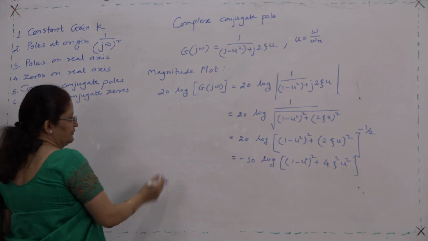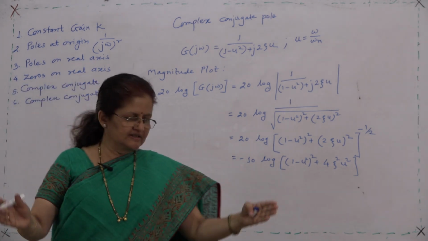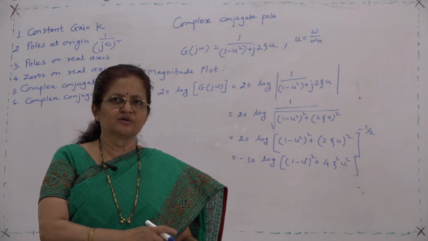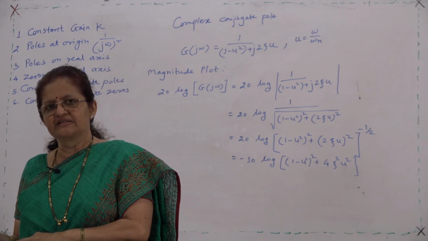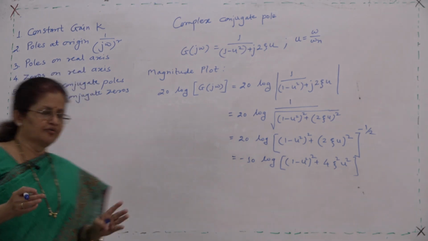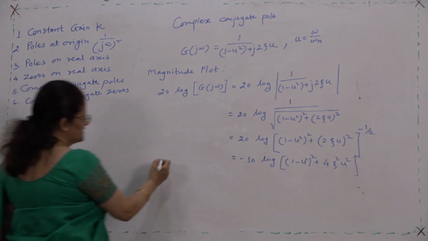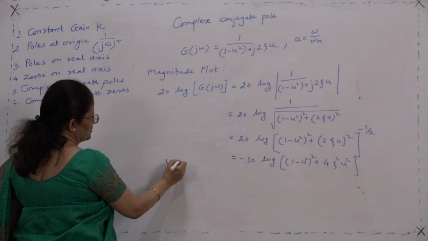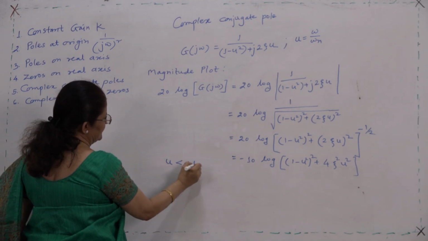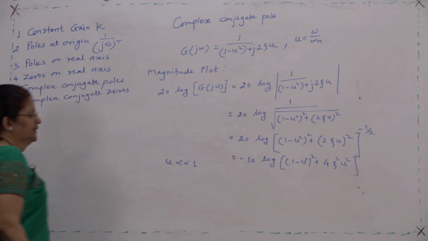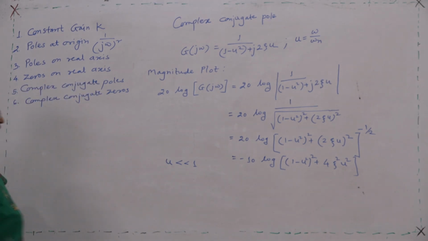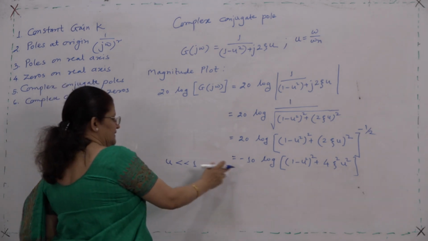Now, as usual we will consider the whole frequency range in two regions, one is the low frequency region and one is the upper frequency region or high frequency region. So, which is the cutoff frequency here? The normalized frequency u. So, consider u is far less than 1. So, what does u mean? Omega upon omega n is far less than 1. Then what will be the effect?